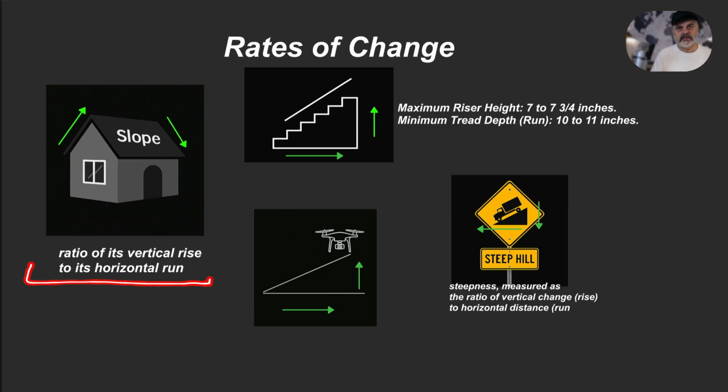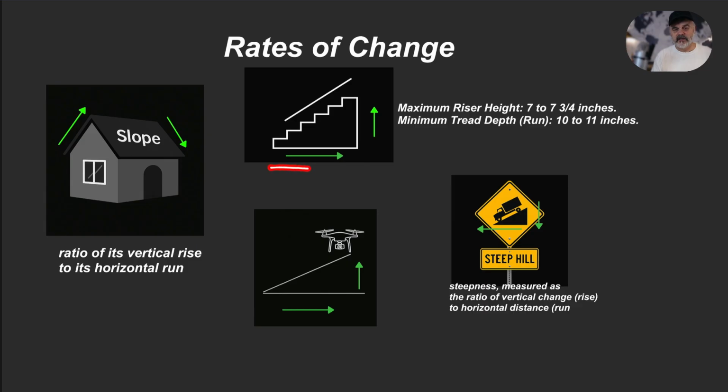This represents the rate of the height to the span of the roof. So the height divided by the horizontal distance represents the pitch of the roof.